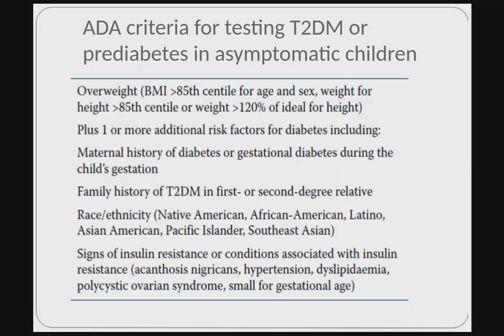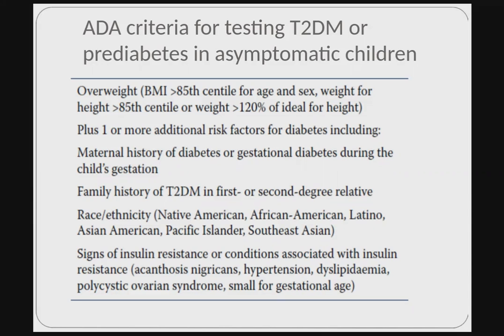And if there are signs of insulin resistance or conditions associated with insulin resistance, such as acanthosis nigricans, which occurs from hyperinsulinism leading to hyperkeratosis, such individuals should be screened for diabetes. Also if there is hypertension, or dyslipidemia, or polycystic ovarian syndrome, or the child is small for gestational age. Because small for gestational age, like I said earlier from the fetal hypothesis, is a prelude to developing hypertension and diabetes mellitus later in life.